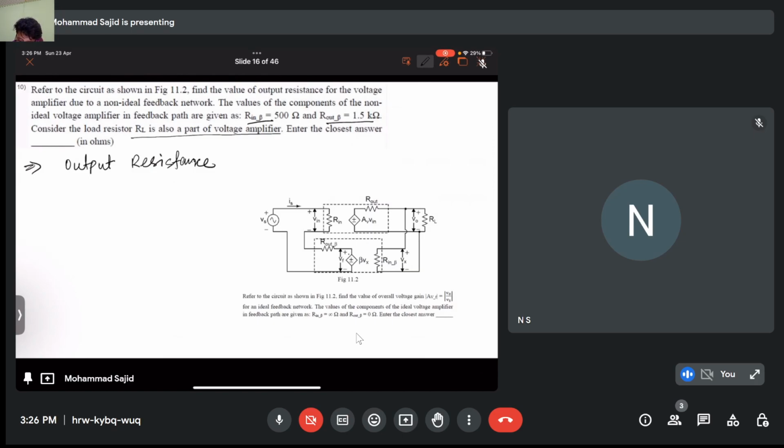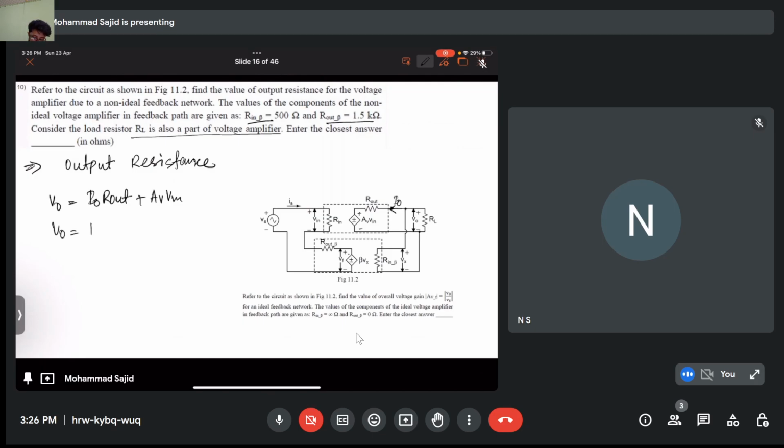Okay, so for this circuit we have to find the output resistance, including the non-ideal values of R_f and R_B as well. So now if we apply a test source V out, I out, and the current I out flows through here, what we can write is V out equals I out into R out, simple KVL, plus A_V V in, which is given here.